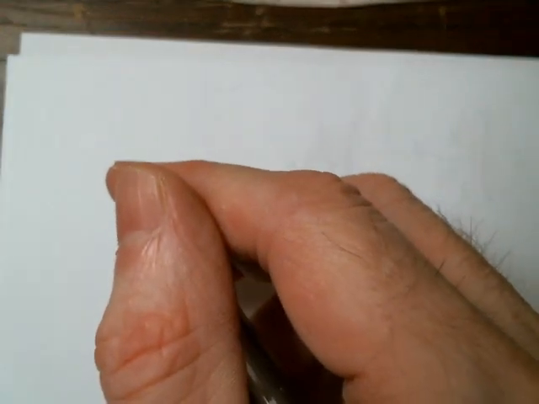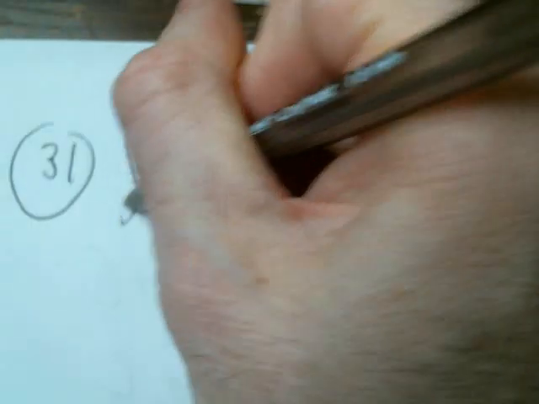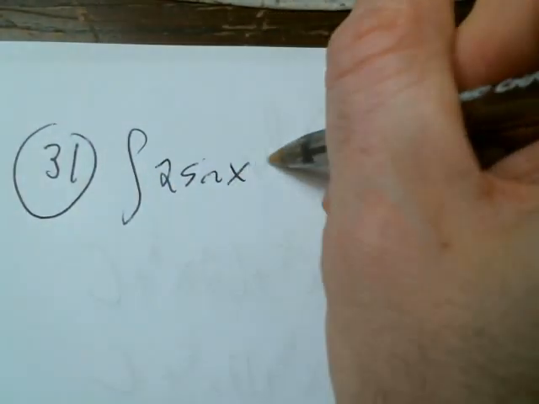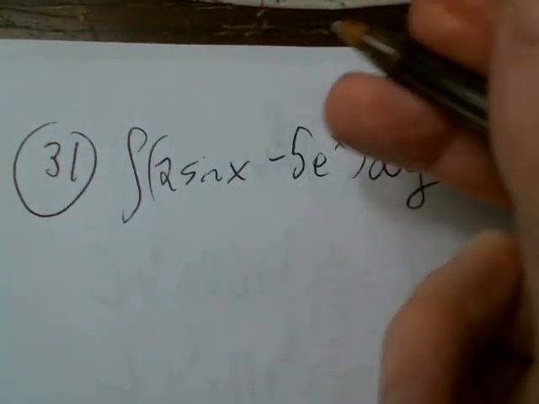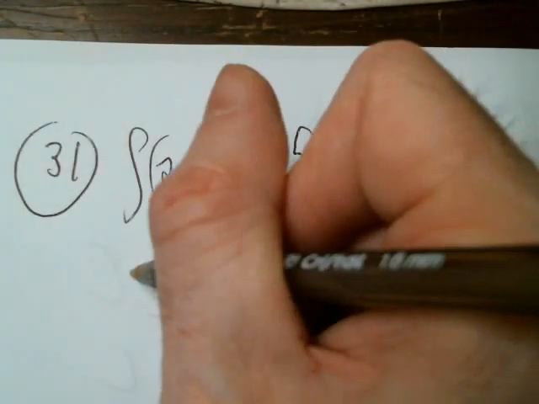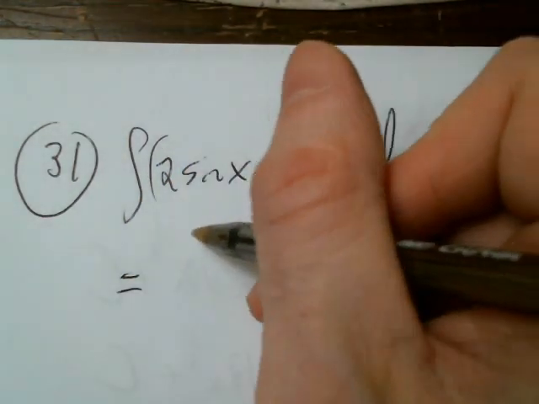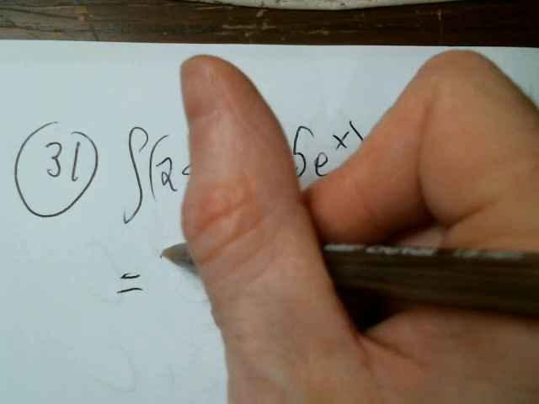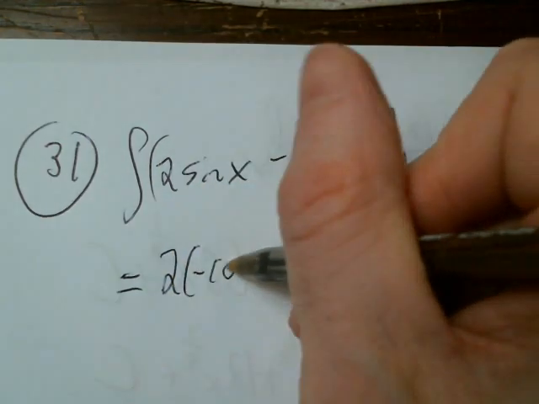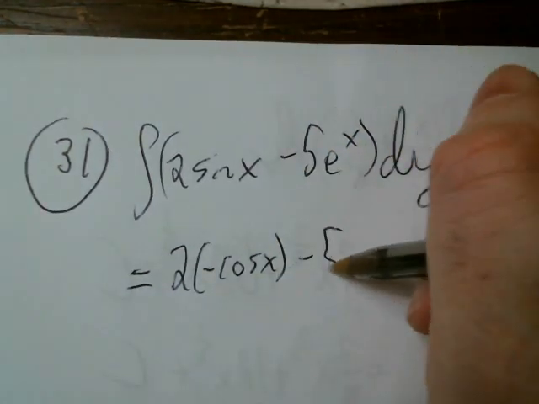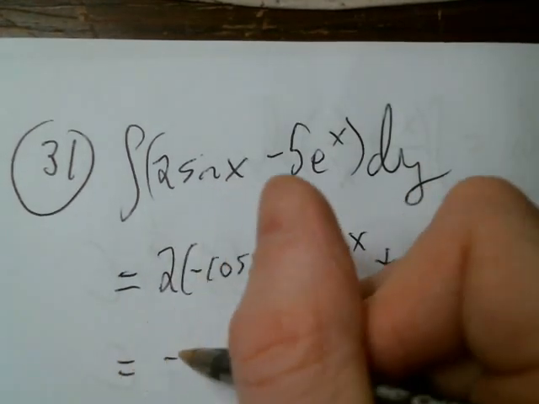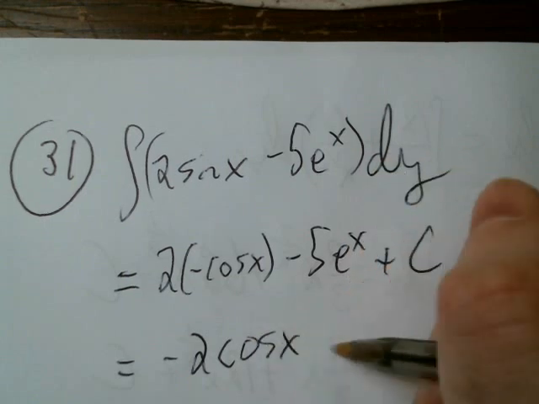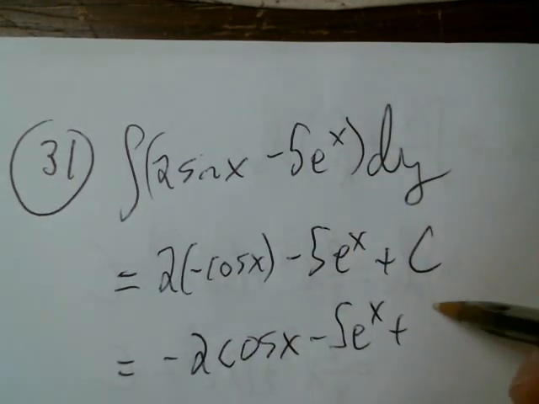What else we got? Some exponentials. Number 31: the integral of 2 sine x minus 5 e to the x dx. Exponential is one of the easiest integrals. It is what it is. So the integral of 2 sine x: the integral of sine is negative cosine x. And then minus 5 times the integral of e to the x, which is just e to the x. Don't forget plus c. So you get negative 2 cosine x minus 5 e to the x plus c.